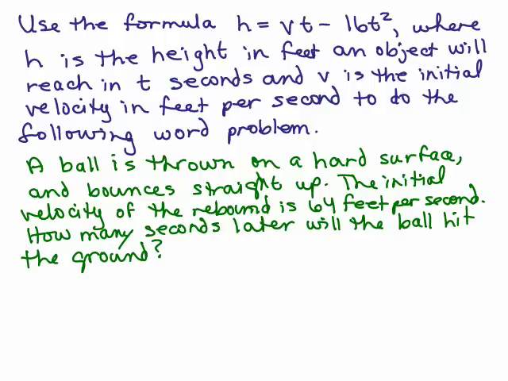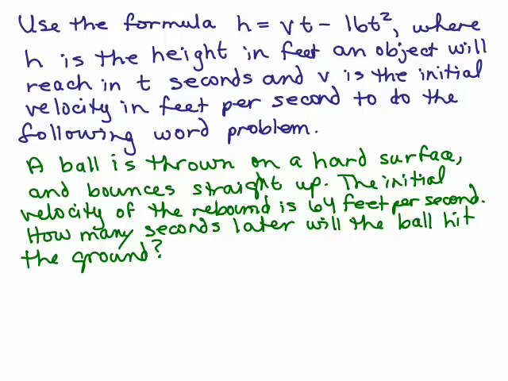A ball is thrown on a hard surface and bounces straight up. The initial velocity of the rebound, that means as soon as it hits the ground, is 64 feet per second. How many seconds later will the ball hit the ground? So you imagine the ball is being thrown down, it goes up in the air, and then it's going to come back down. When is it going to hit the ground?